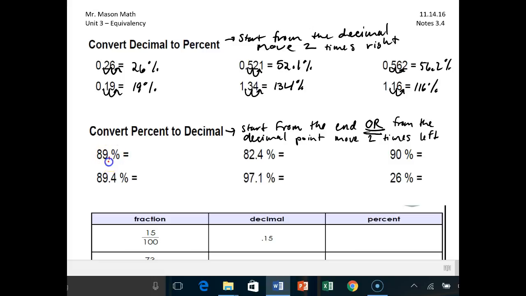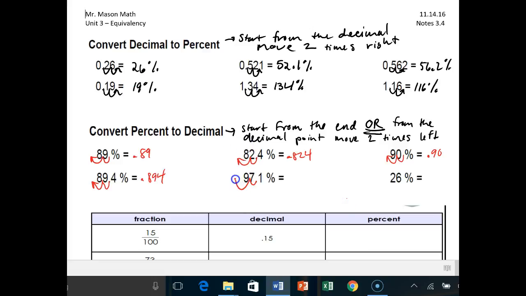So starting from the end, move once, twice, we get 0.89. Starting from the end, move once, twice, we get 0.824. Start from the end, because there is no decimal point, once, twice, we get 0.90 or 0.9, same thing. Don't start from the end here, start from the decimal point, once, twice, get 0.894. The reason why I continue to put arrows on the end of all my moving right, moving left, it just helps me remember which direction I moved.